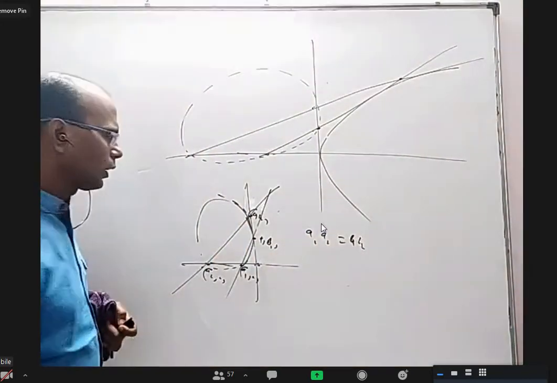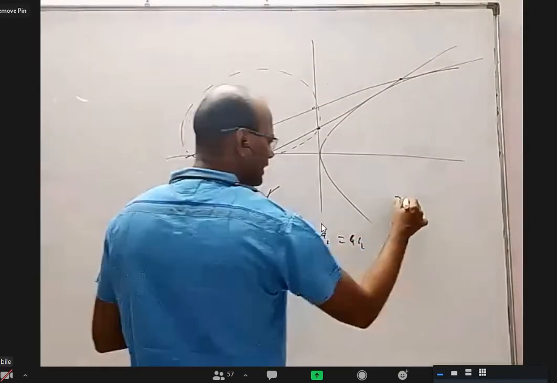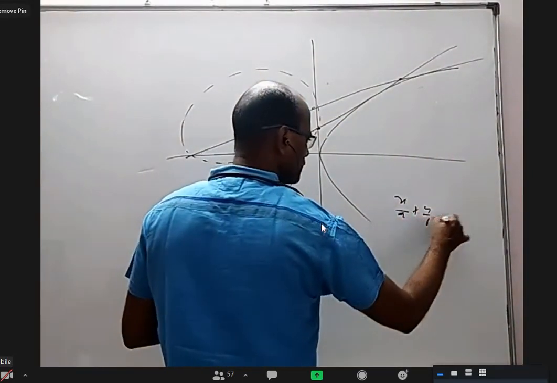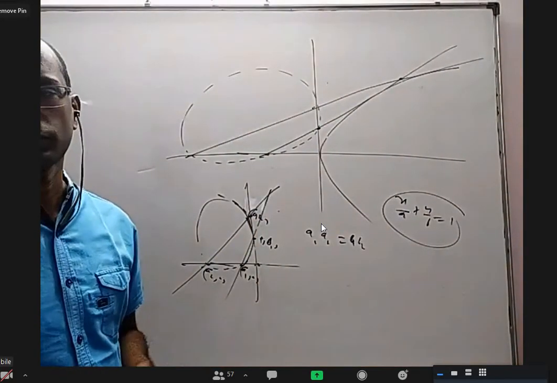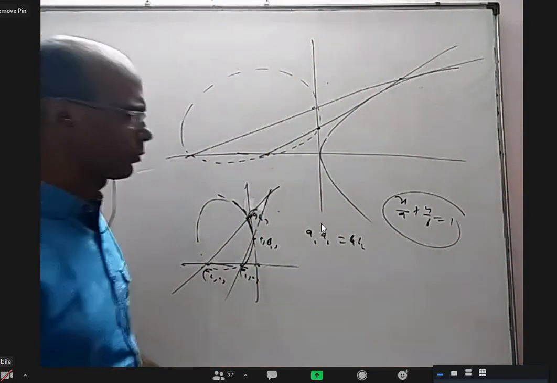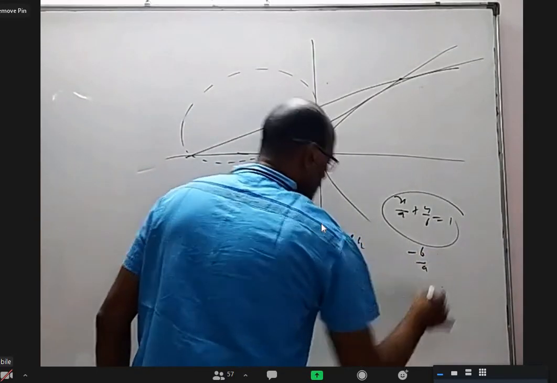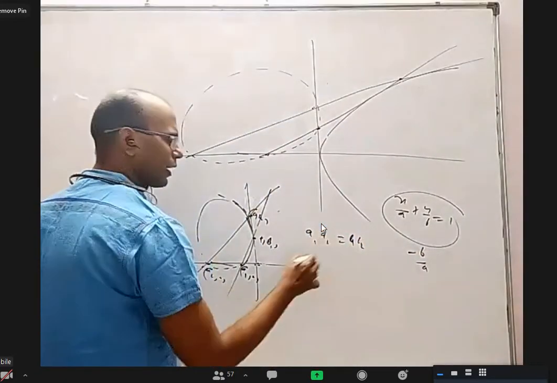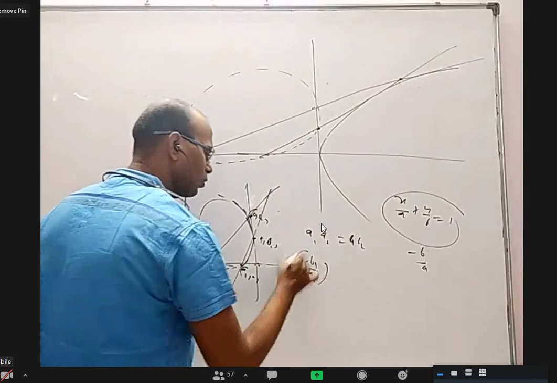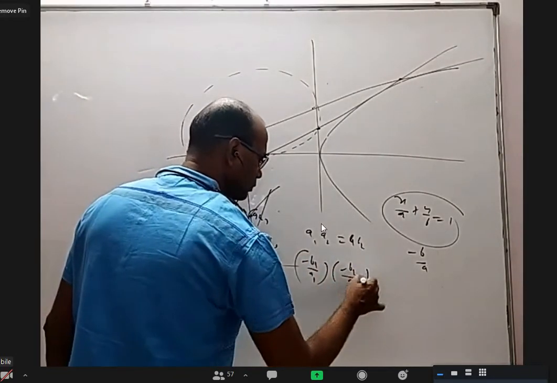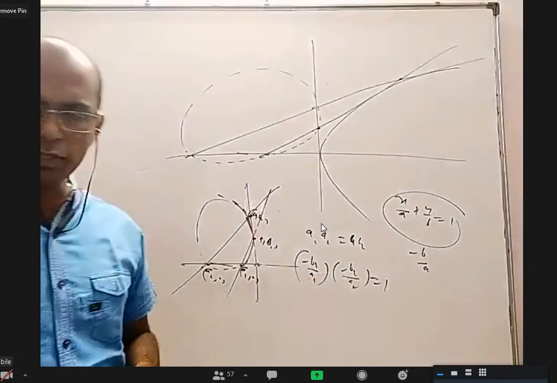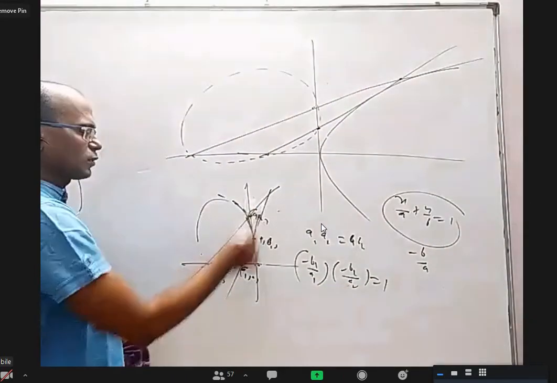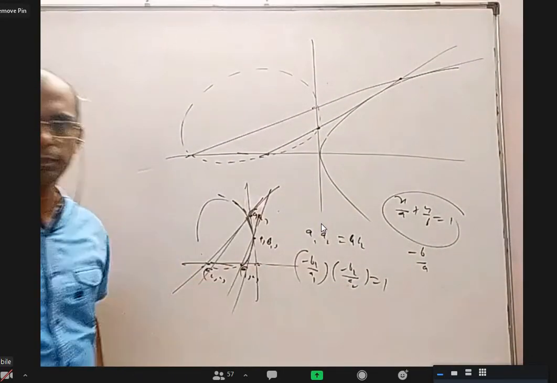If I take a line x by a plus y by b equal to 1, what is the slope of this line? Minus b by a. So can I divide here and write this as minus b1 by a1 into minus b2 by a2 equal to 1. Bring it down and you can write like this, right? And minus b1 by a1 is slope of this, minus b2 by a2 is slope of this.